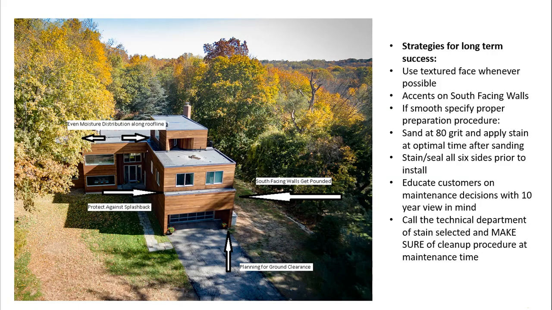All right, so strategies for long-term success. Strategy number one, use a textured face. It eliminates 80% of the risks and problems and challenges that we see. When you're designing, take concern on the south-facing wall. It's going to get pounded 24/7, at least all day, every day, all year long. It's going to get rain, snow, sleet, hail. I don't like to see giant wall wood expanses on the south side. I like to see accents, wall, trim, glass doors, that kind of stuff.